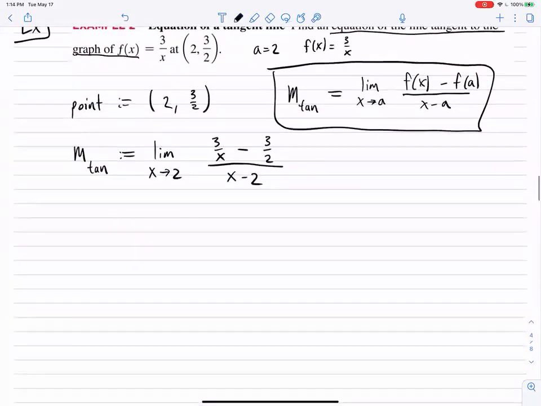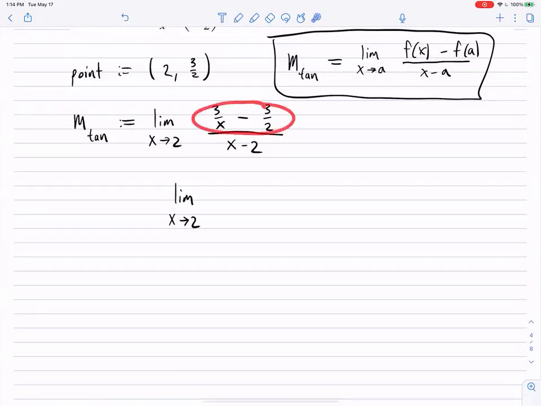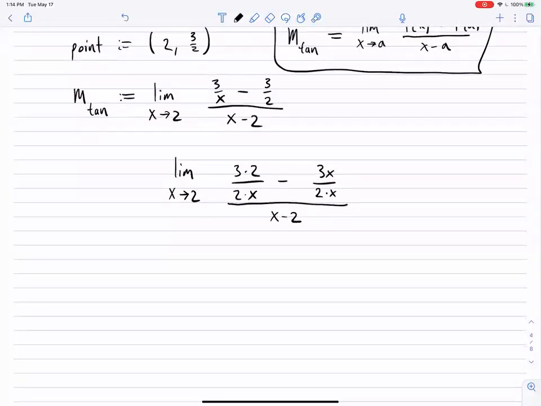Now how do we take this limit? Well, if you try plugging in 2, you get 0 over 0, which is indeterminate. And so we need to combine like terms. Doing a little bit of algebra, this becomes the limit as x approaches 2. How do we combine those fractions into one fraction? You find a common denominator, so I need to multiply by 2 and multiply by x. And so I get 3 times 2 over 2 times x minus 3 times x over 2 times x, all over x minus 2.